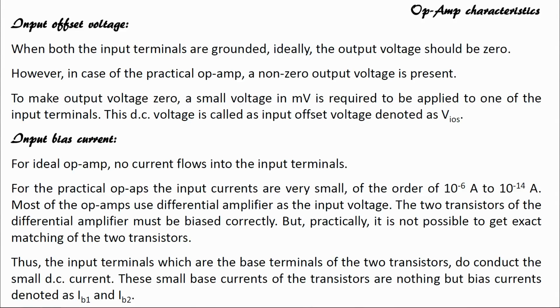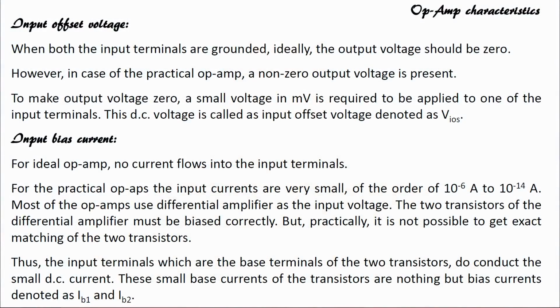Why does this happen? Because of the two transistors of the differential amplifier. Most op amps are used as a differential amplifier for the input voltage. The two transistors of the differential amplifier must be biased correctly, but practically it is not possible to get an exact matching of the two transistors. This mismatch of the two transistors allows a small base current, or small DC current, to flow to the input of the transistor. These small base currents are nothing but the input bias currents, denoted by IB1 and IB2.